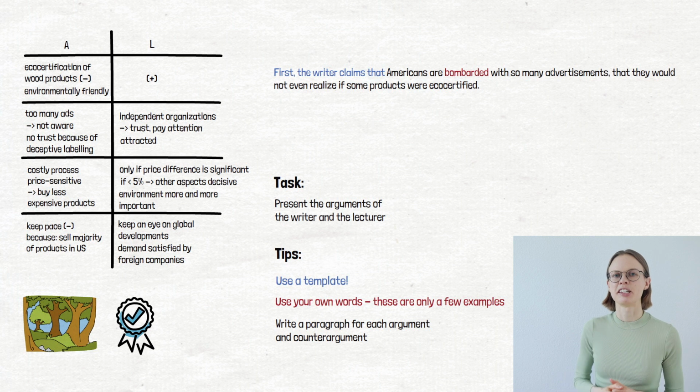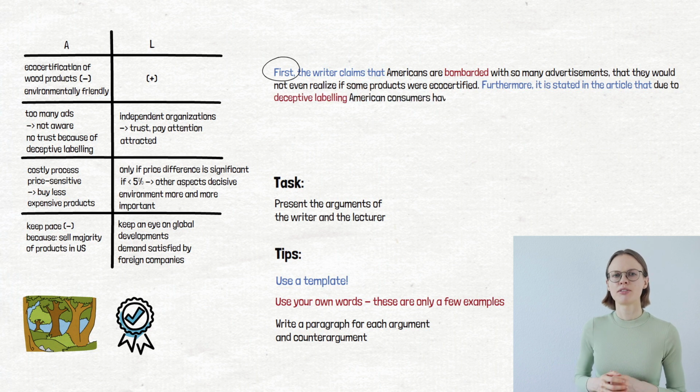Now, as you can see, I started my sentence with "first," and I went on, I said, "the writer claims that," to show that I'm going to talk about the first argument of the writer. Now, I still need to tell the reader that Americans don't trust labels anymore, so I go on and I say: furthermore, it is stated in the article that, due to deceptive labeling, American consumers have lost trust in advertisements.